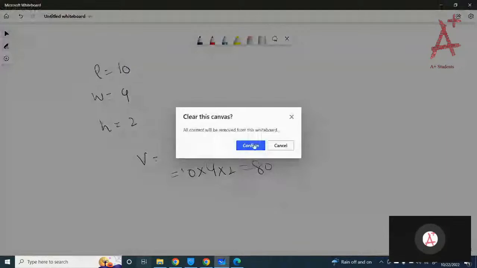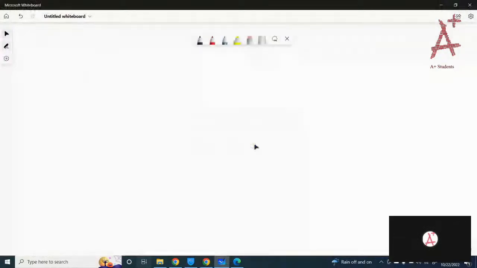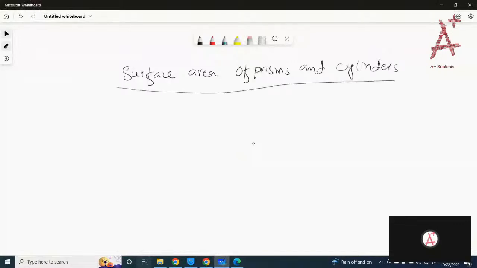The lesson name is the surface area of prisms and cylinders. Okay, let's start with examples.